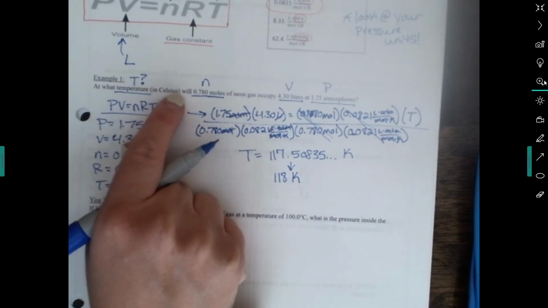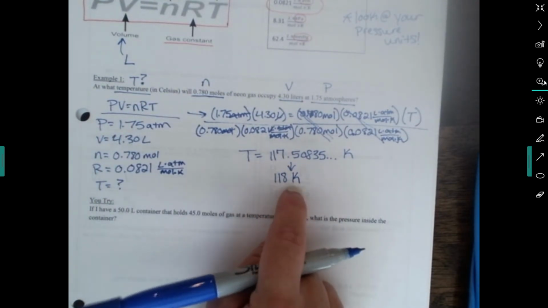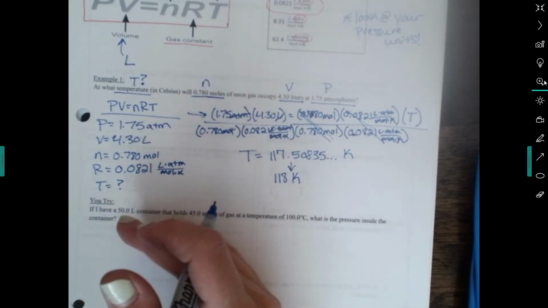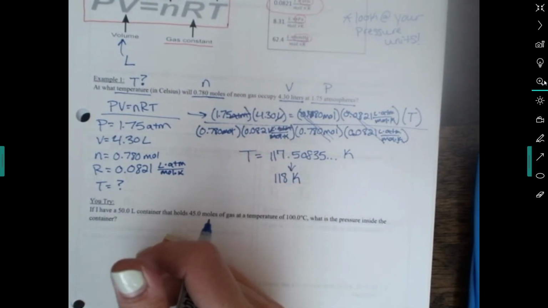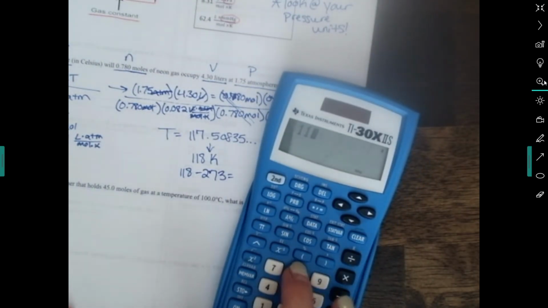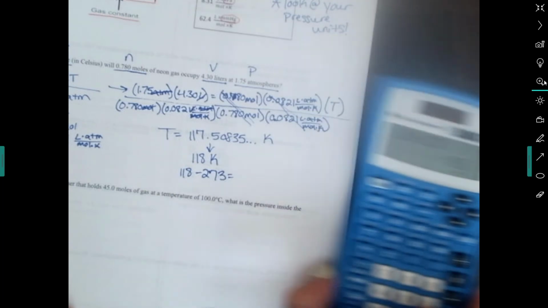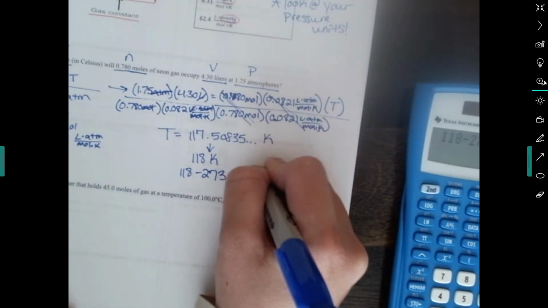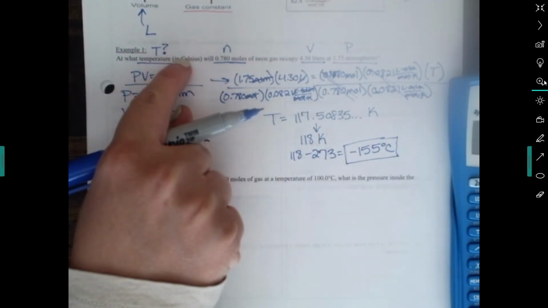All right, and let's see. The question, be careful. You always want to go back and read the question again. Question says, at what temperature in Celsius? Is this Celsius? No, this is Kelvin. So remember, if you want to go back to Celsius, you have to subtract 273. So I'm going to go 118 minus 273, and I get negative 185. That is cold. Degrees Celsius. That would be your answer in Celsius. Now you only need to convert back to Celsius if it tells you to, and it does tell you to in that problem. Okay?